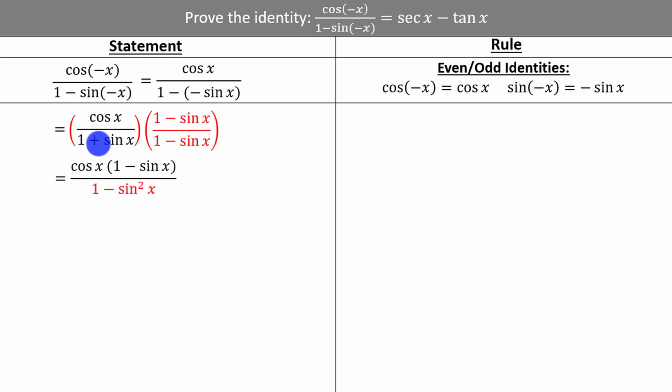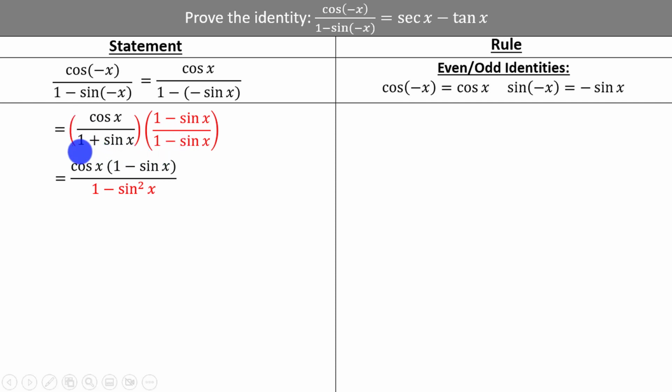On the numerator, we will just have cosine of x times 1 minus sine of x. I could distribute this out, but I'm going to leave this as is for now. On the denominator, we are multiplying conjugates, 1 plus sine x times 1 minus sine x. We have the exact same expression, with the only difference being the sign in the middle as plus or minus. If that's the case, the middle two terms in FOIL will cancel.